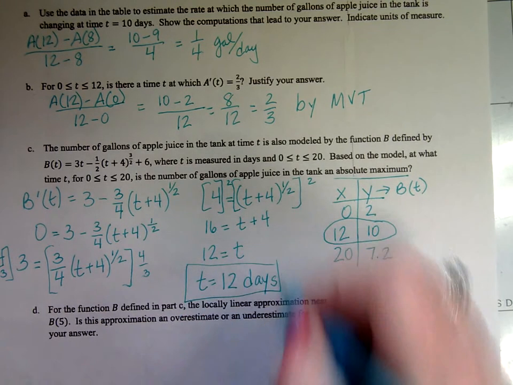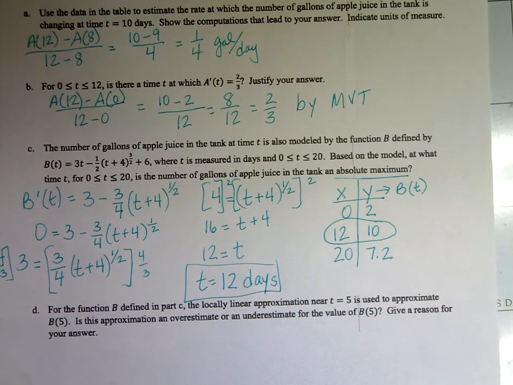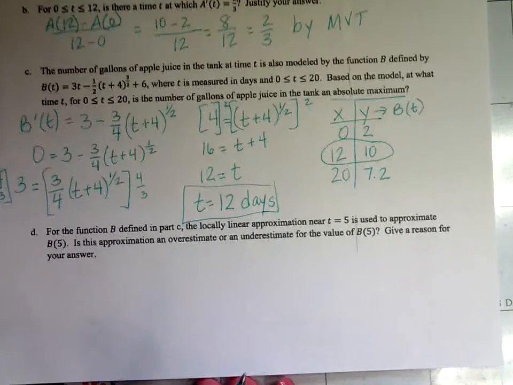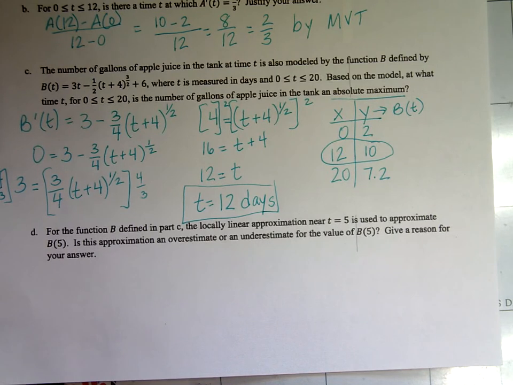Then the last question, D. For the function b defined in part C, the locally linear approximation near t equals 5 is used to approximate b of 5. Is this approximation an overestimate or an underestimate for the value of b of 5, and give a reason for your answer? Now, I don't know if you remember, but several sections back, a few units ago, we talked about, is something an overestimate or an underestimate? Do you remember what we looked at to determine that?